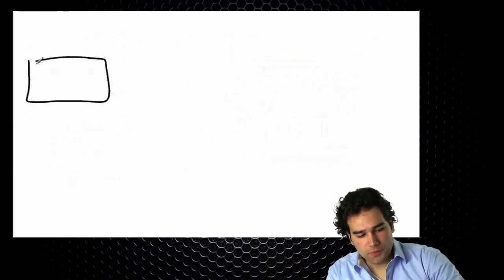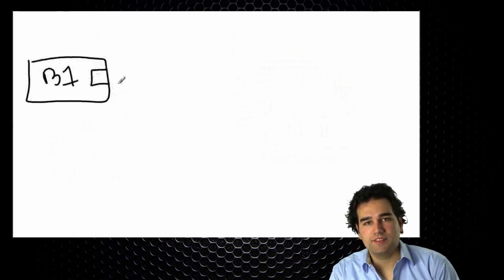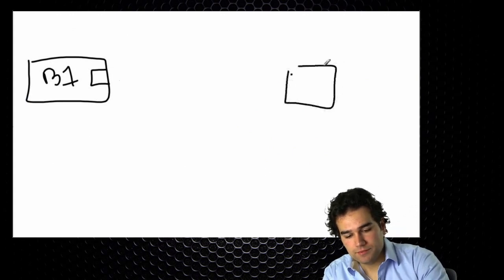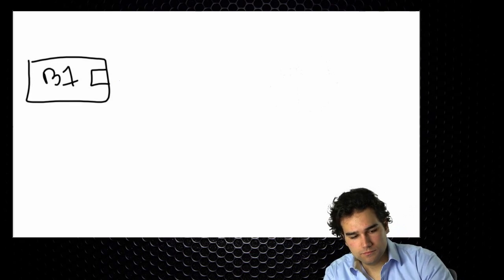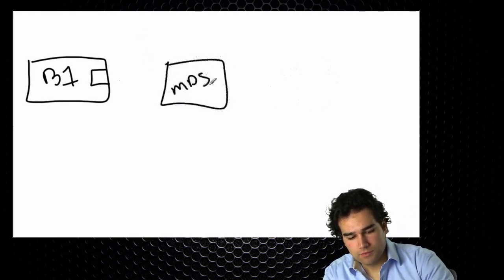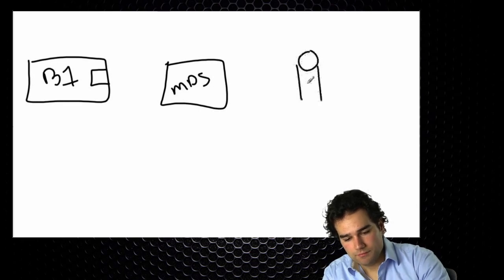What is important are these steps. So we have blade number 1. Blade number 1 has a NIC, a Palo card, and we have our MDS. Let me draw it in the middle. We have our MDS switch, and we have our disk.